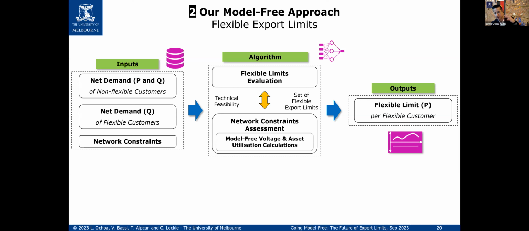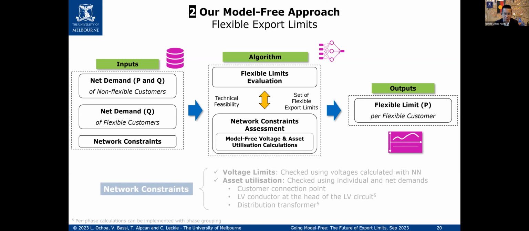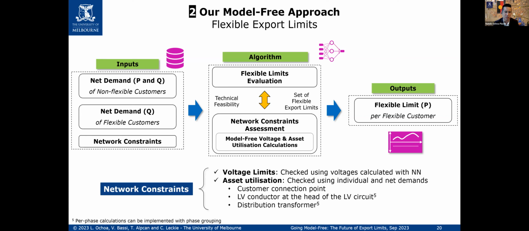And then you start increasing the exports or decreasing them, depending on where you start, from larger exports or from no exports. And by doing this check, you will assess what is the optimal point, if you wish. And then finally, you find the flexible limits. Now, for those of you that are wondering how we do it in terms of the network constraints: the voltage limits, of course, are checked with the neural network. That's the whole point of what I was trying to explain with the neural network.